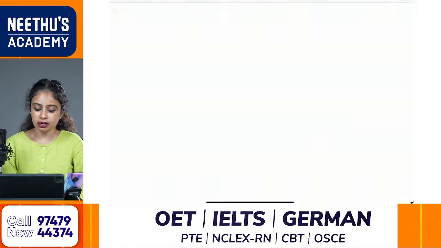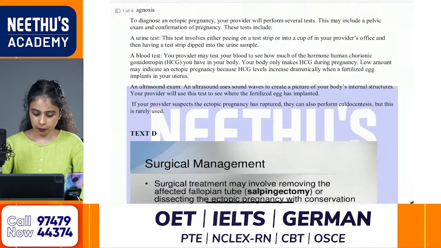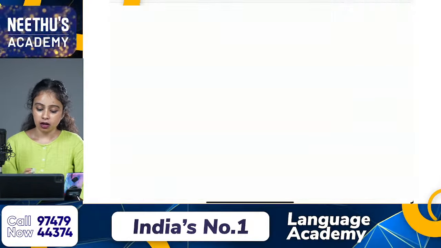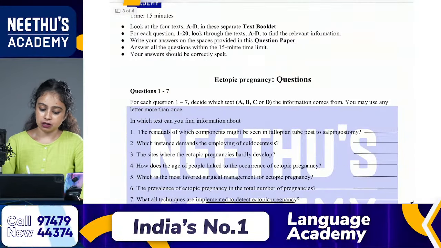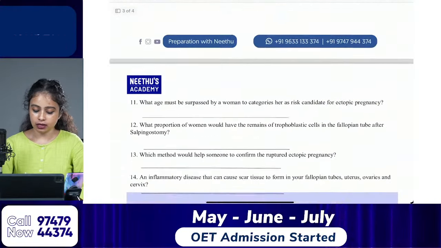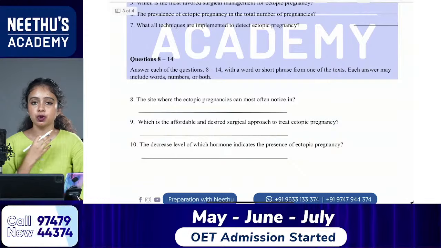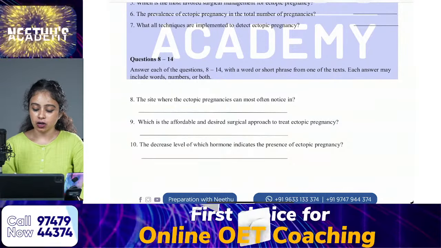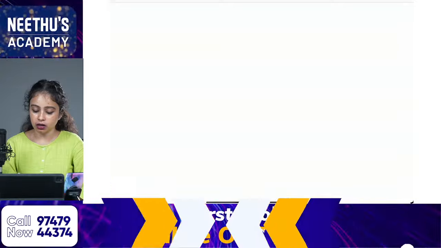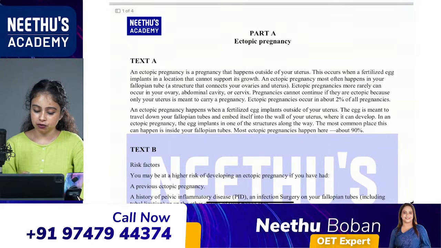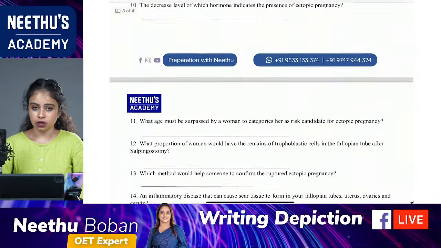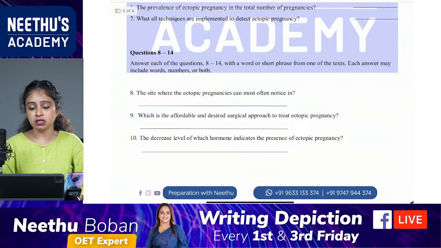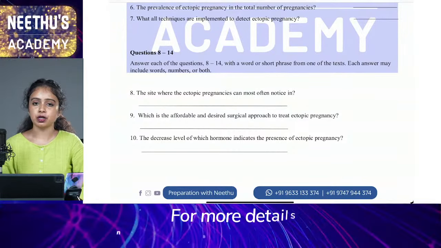8 to 14, that can be called short answer questions. So what about the first one? So what is the important instruction here? You can write it in a word or a short phrase. So word or short phrase, which means maximum 3 words, right? So what about the first one?